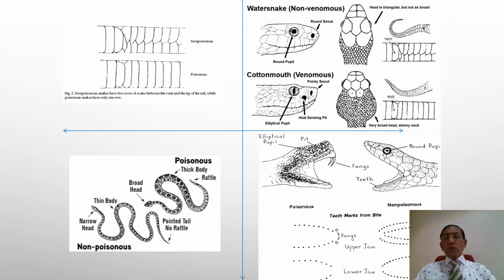But the most important point is the fangs. The poisonous one has two big major fangs, while a non-poisonous one has small fangs like this, while there are two big ones in the case of poisonous snakes.